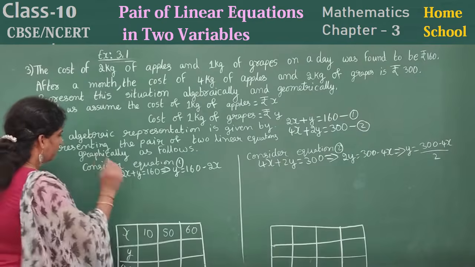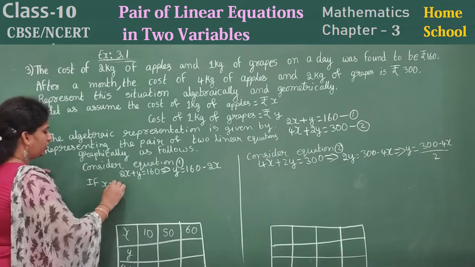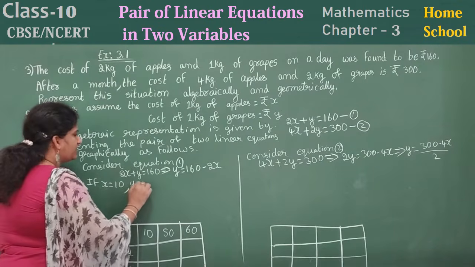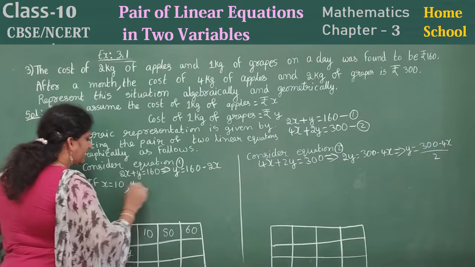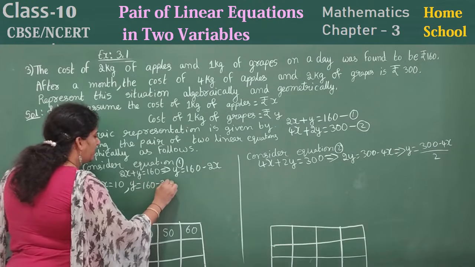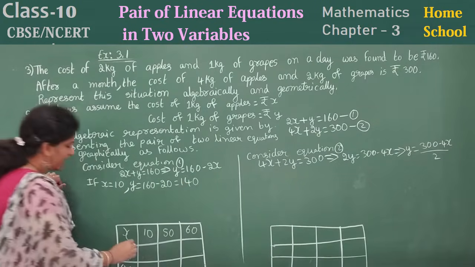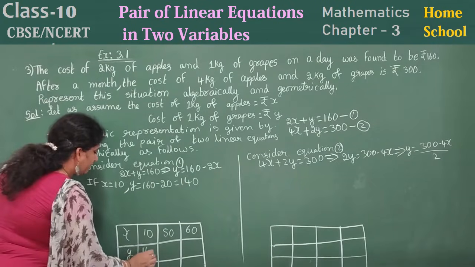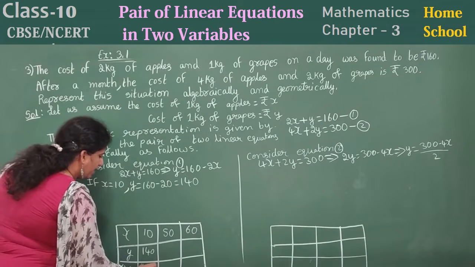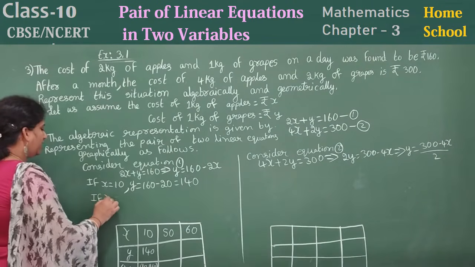Okay, so now let's do it here. If x is equal to 10, take the equation, y is equal to, substituting 10 in the place of x, 160 minus 2 into 10, which is 20. That will be 140, your answer. If x is 10, then y is equal to 140. The coordinate is 10, comma 140.